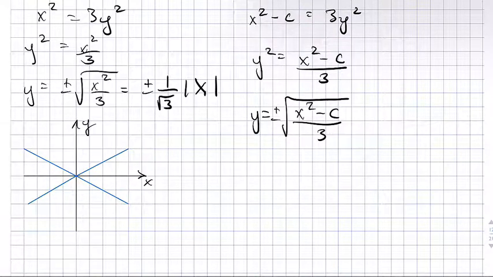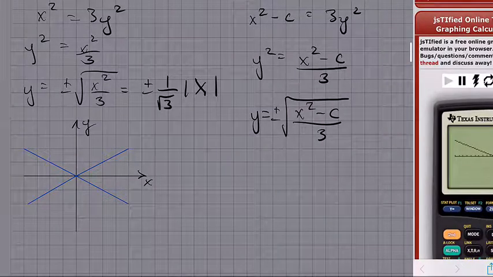So we get this y equals plus or minus the square root of x squared minus c, where c is some positive number. Now, if that was a perfect square, that'd be a difference of squares. So let's put this in our calculator and see what we get.